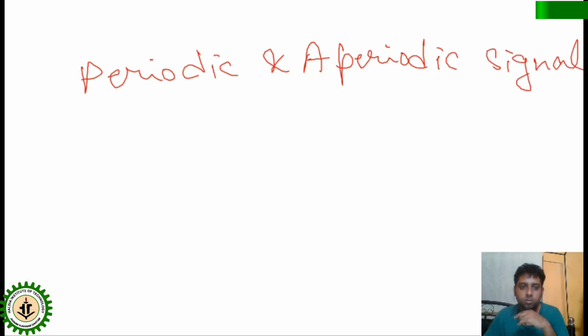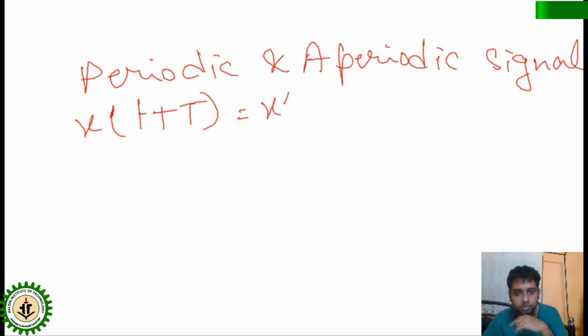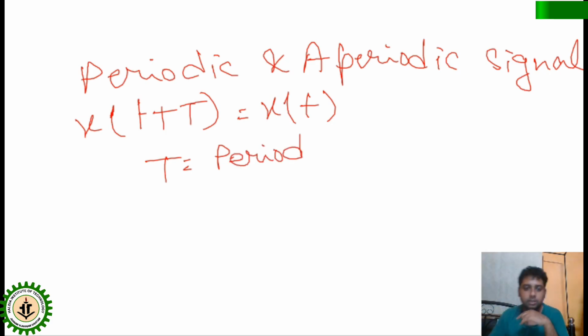So we know that in the time domain, a signal is said to be periodic when we can write it mathematically this way, that is x of t plus capital T is equal to x of t, where T is called the time period of the signal. Suppose we consider a sinusoidal or cosinusoidal signal, in that situation capital T will be equal to 2 pi. That means every 2 pi time period, the same signal is repeating.